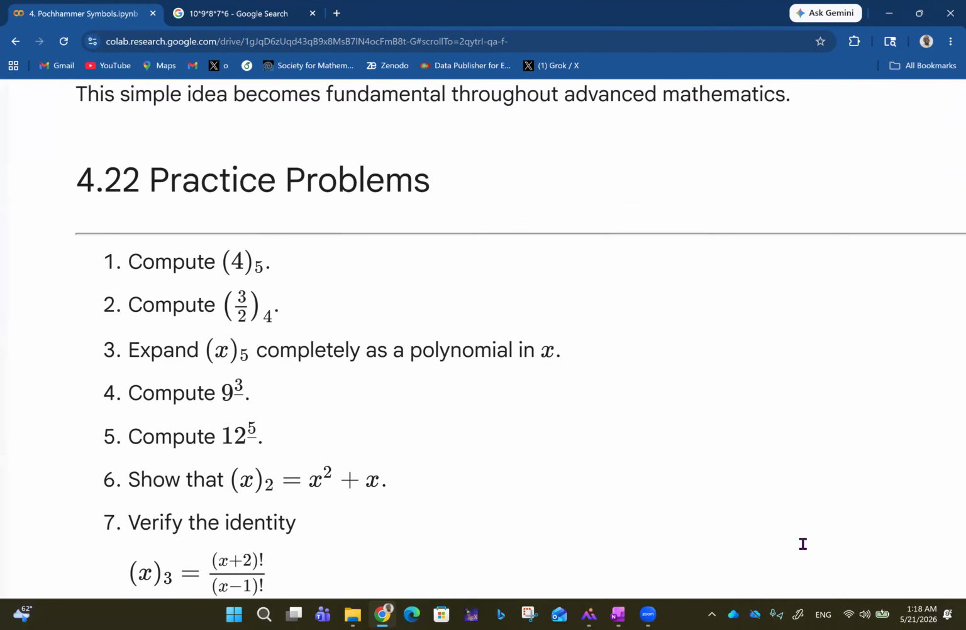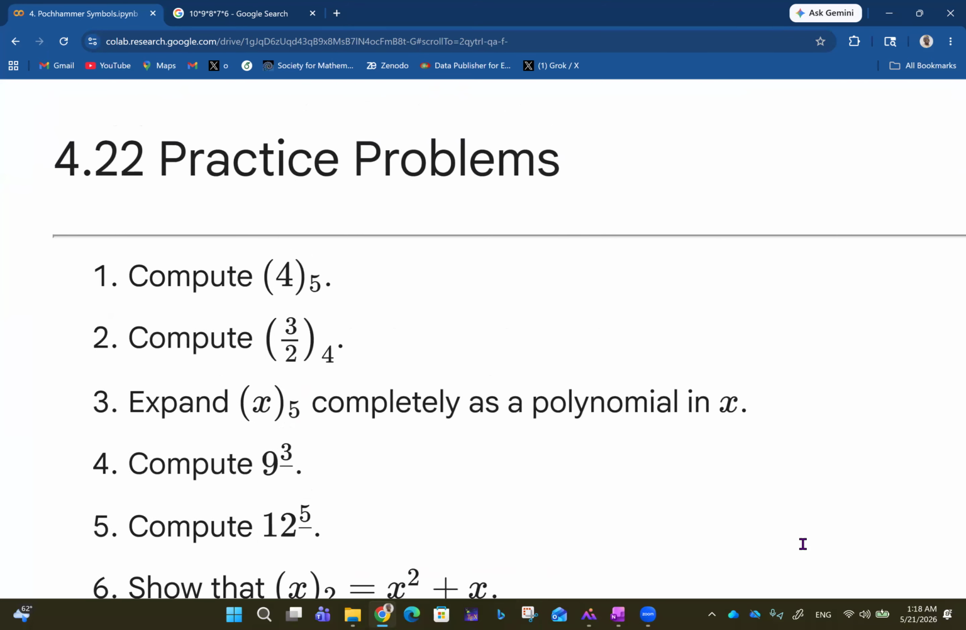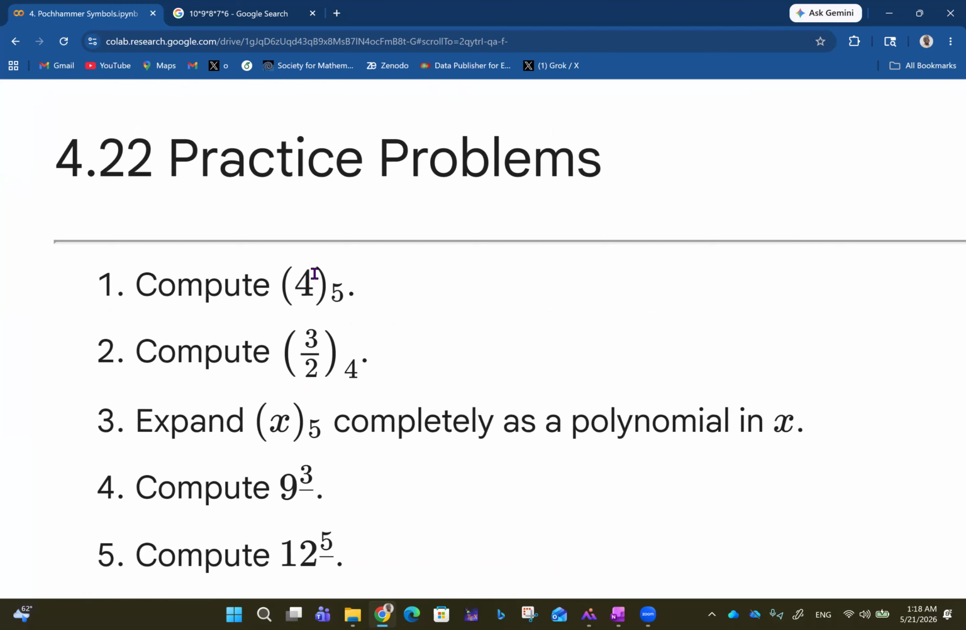So we have practice problems here. Okay, let me show them in, say, fives. So 4 sub 5, I think I even did that before now.